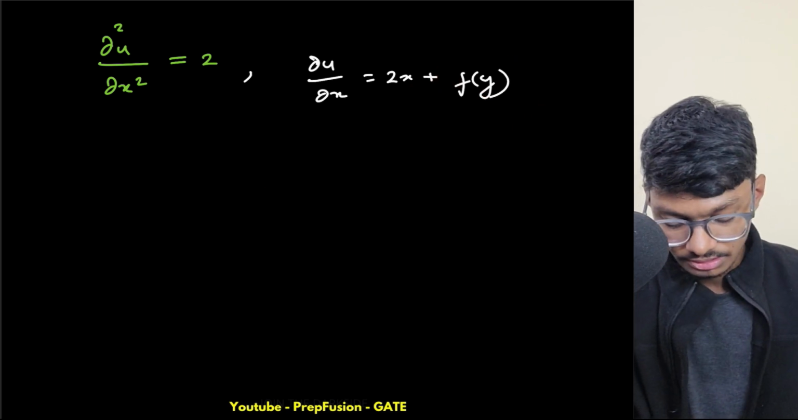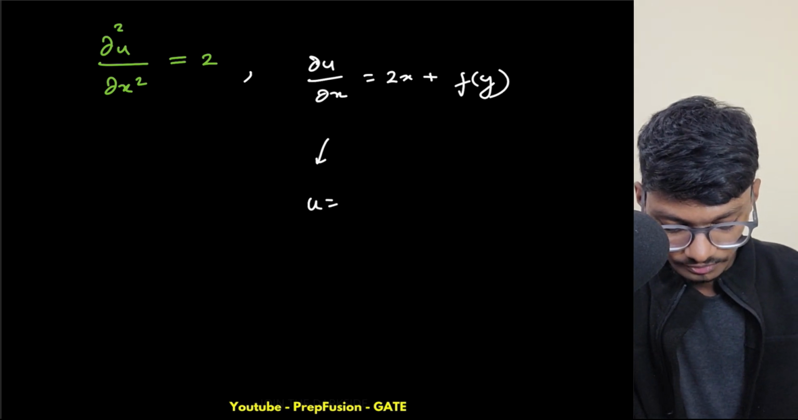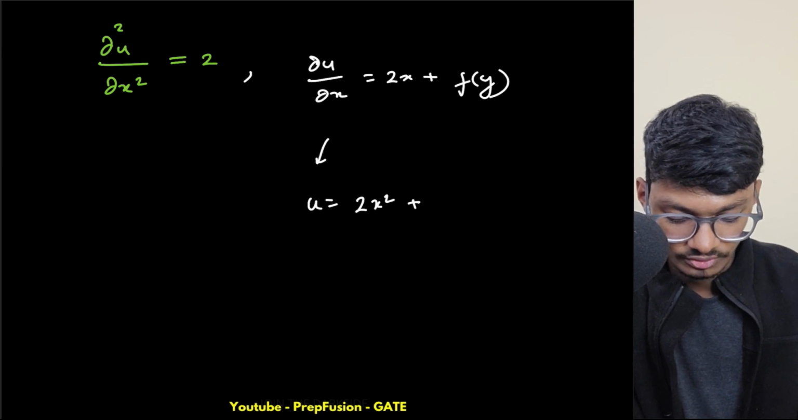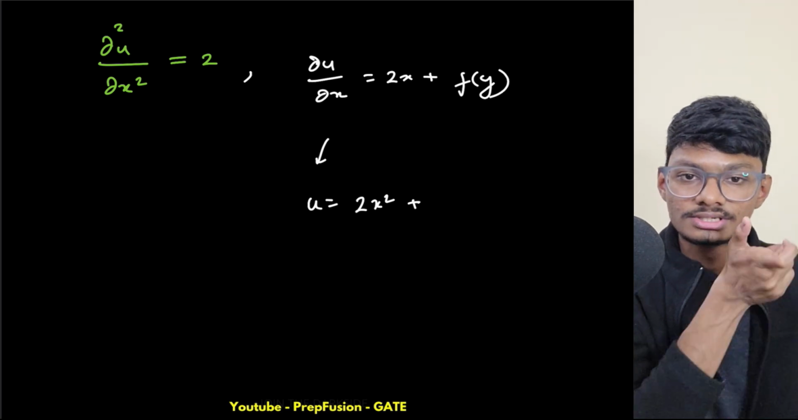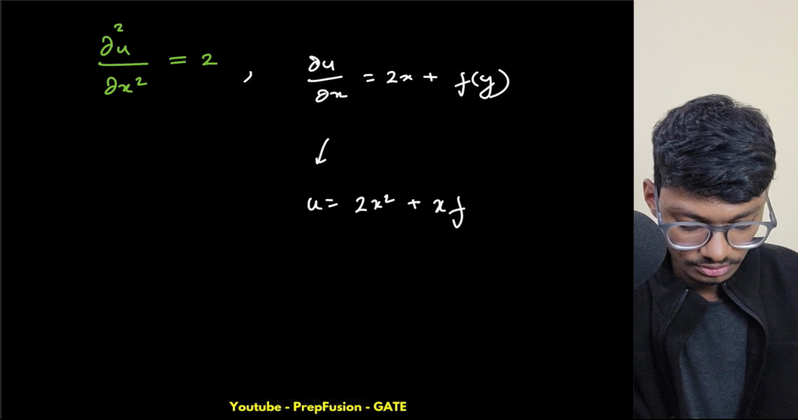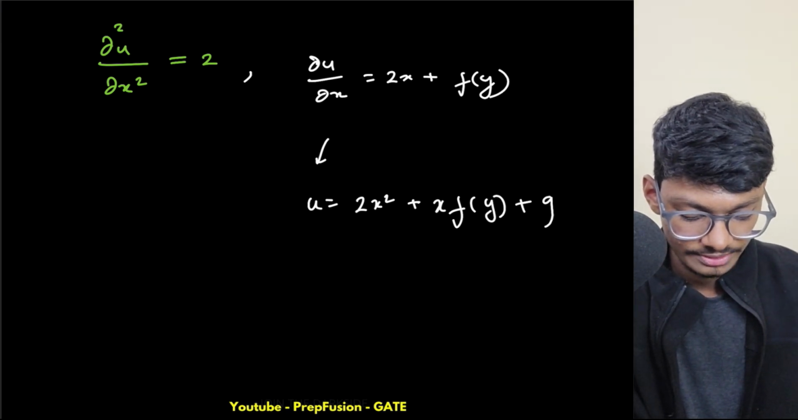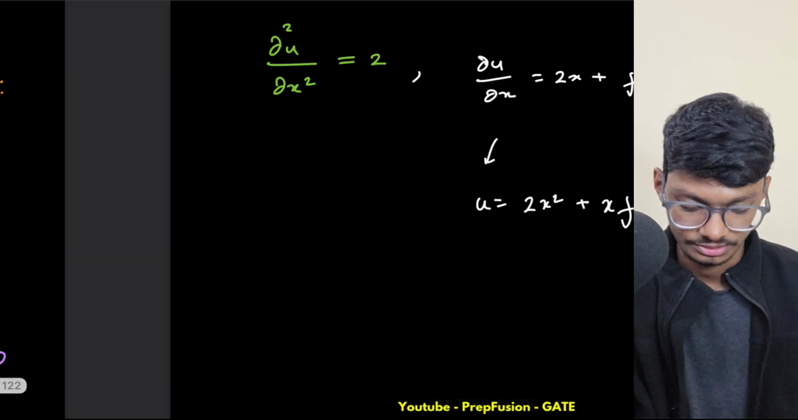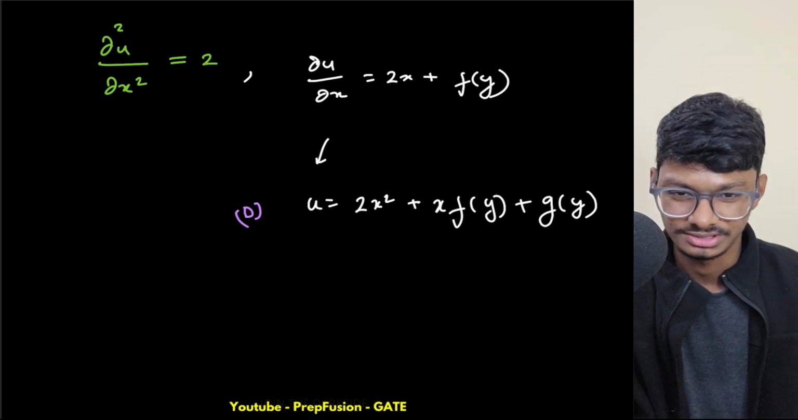So yeah, then again I integrate this. This will be x square, and here what is this? This is a constant. So what is the integration with respect to x of a constant term? It is cx. So here it will be x into f of y, plus another function we have to take for the same reasons, g of y. So this is matching with option D. So option D will be my answer. This is a pretty simple question.